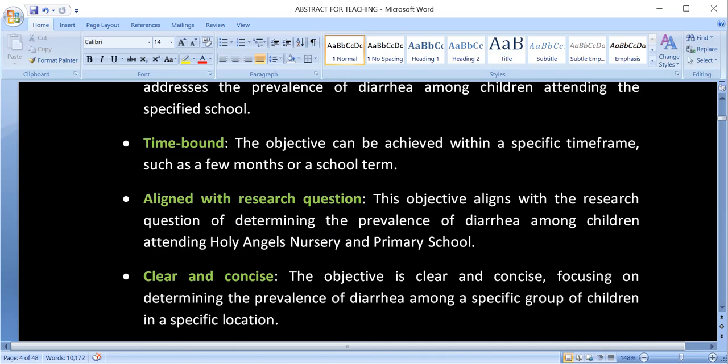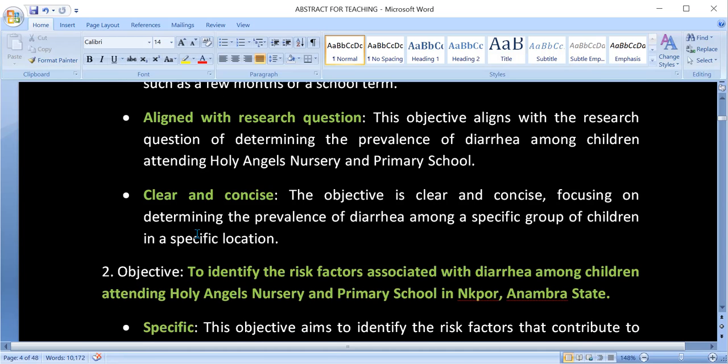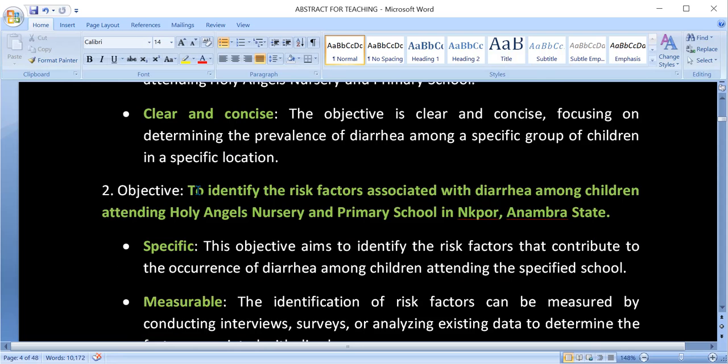What is the prevalence? Now you go and collect the data, the total number of children who have stooled within that time frame, and answer the question. So therefore, it aligns with the research question. Is it clear and concise? The objective is clear and concise because it focuses on determining the prevalence of diarrhea among a specific group of children in a specific population. So that research objective 1 is SMART.